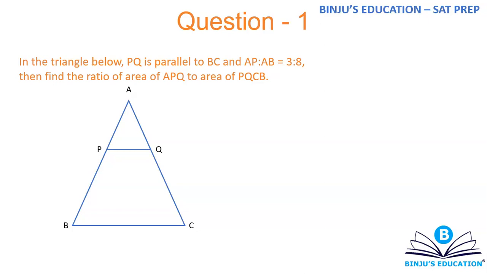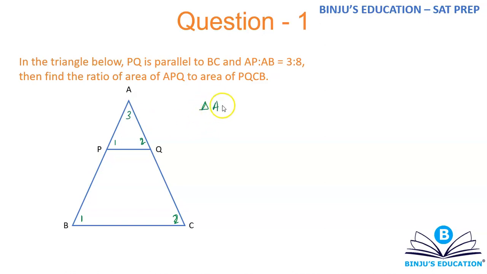All right, let's see how we can solve this one. It says that PQ is parallel to BC. We have this triangle ABC, and PQ is parallel to BC, and it also says that AP is to AB is 3:8. Now if PQ is parallel to BC, then I can say that this angle 1 will be equal to this angle 1, this angle 2 will be equal to this angle 2, and this angle 3 is common for the two triangles, that is APQ and ABC.